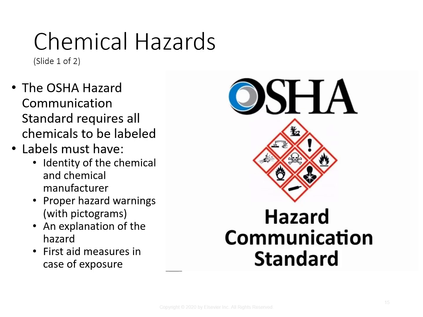Chemical hazards. We have the OSHA Hazard Communication Standard, which actually requires all chemicals to be labeled. The labeling procedure is called the Globally Harmonized System, or GHS, of classification and labeling of chemicals. These labels must have the identity of the chemical and the chemical manufacturer on them. They must also have the proper hazard warning with the pictogram. If you look on the right-hand side in the middle, there's a little diamond shape. Those are the pictograms that we're talking about.